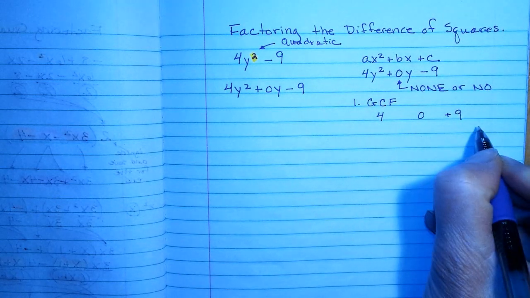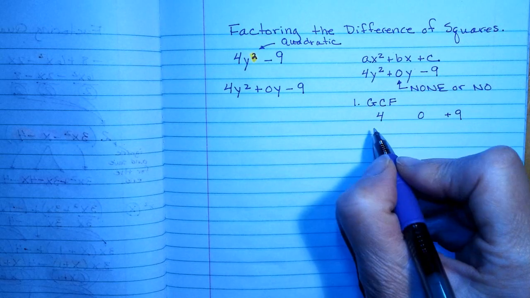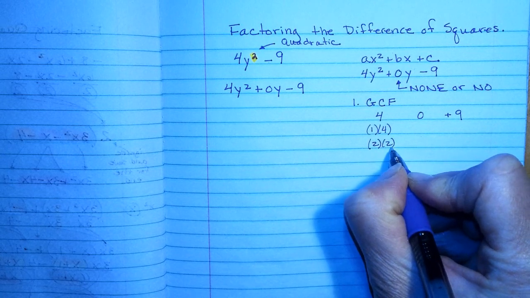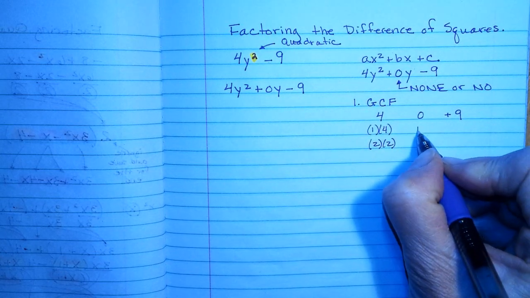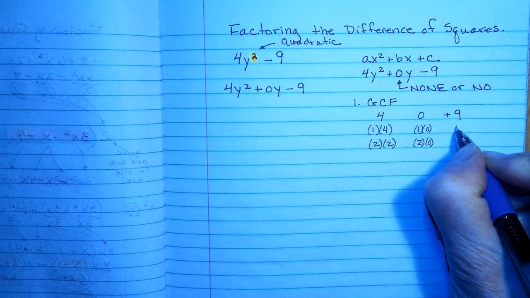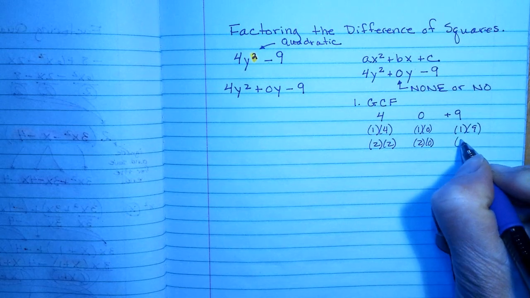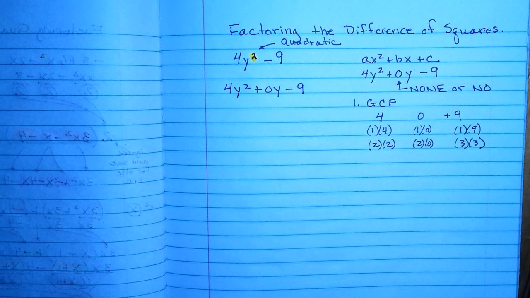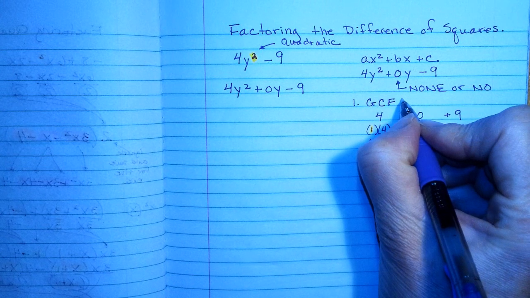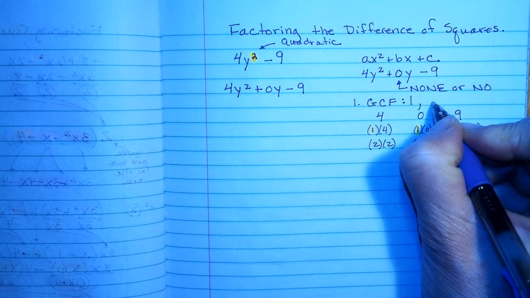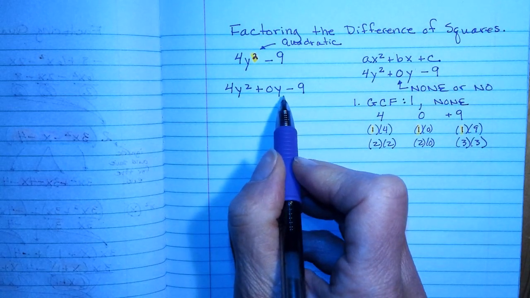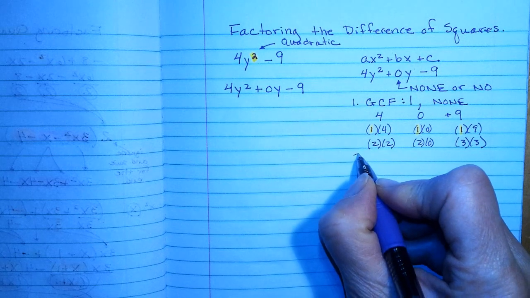So I know there is none because this is 1 times 4. This is 2 times 2. Anything times 0 gives me 0. 1 times 0, 2 times 0, and so on. And then this here is going to be 1 times 9, 3 times 3. So the only thing that they have in common is 1. So on step 1, when my greatest common factor is 1, that means I have none. So I'm not going to divide anything out. That means I can go straight to step 2.